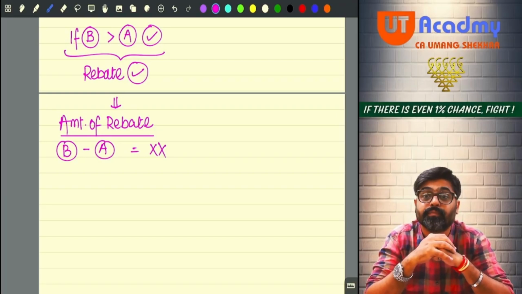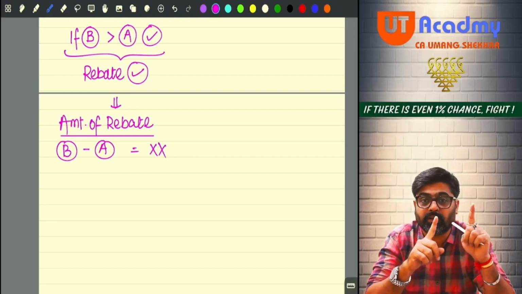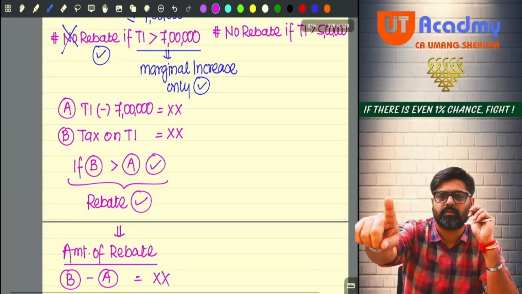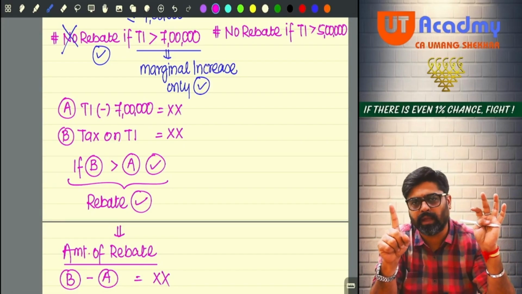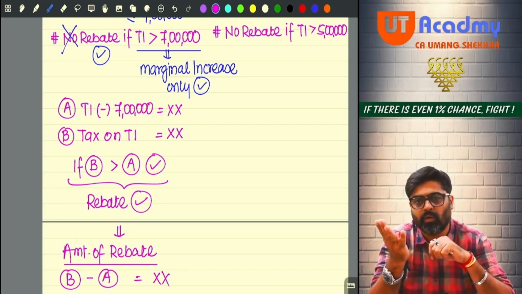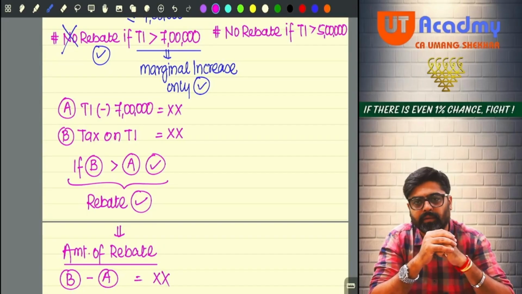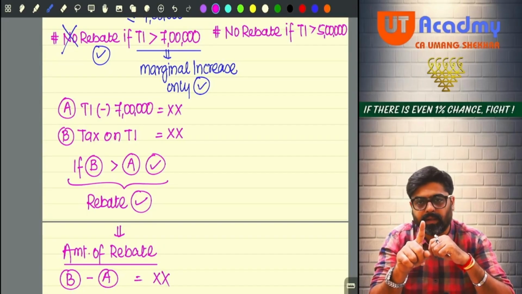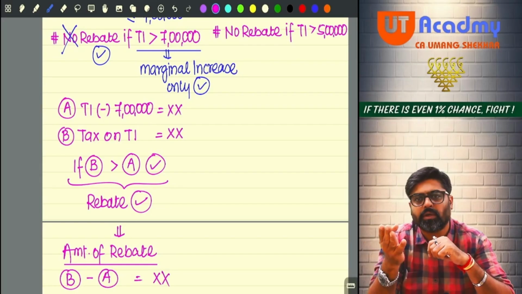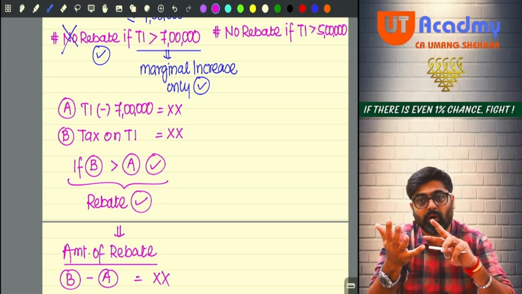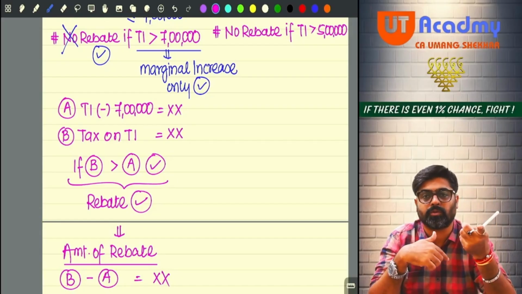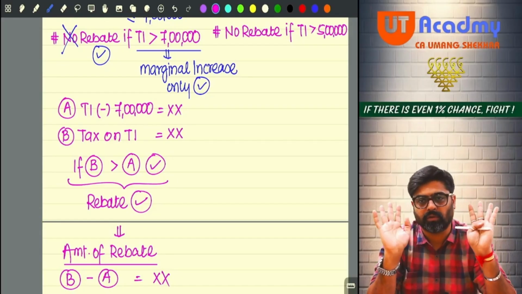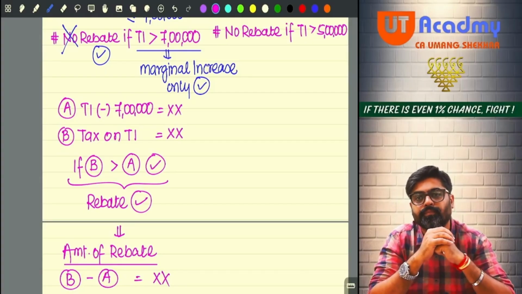7,20,000. Your total income became 7,20,000. Apply this. Is your total income more than 7 lakh? Yes. How much? 20,000. So A will be 20,000. Now B, calculate the tax on 7,20,000. First 3 lakh no tax. Then 3 lakh to 7 lakh, it is 20,000, on 4 lakh 5%. And on 20,000 which is over and above 7 lakh, on that 20,000 you are supposed to pay how much? 10%, 2,000 rupees.